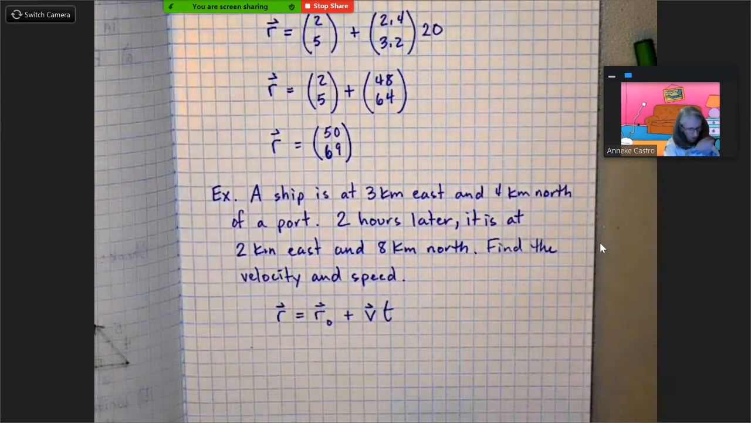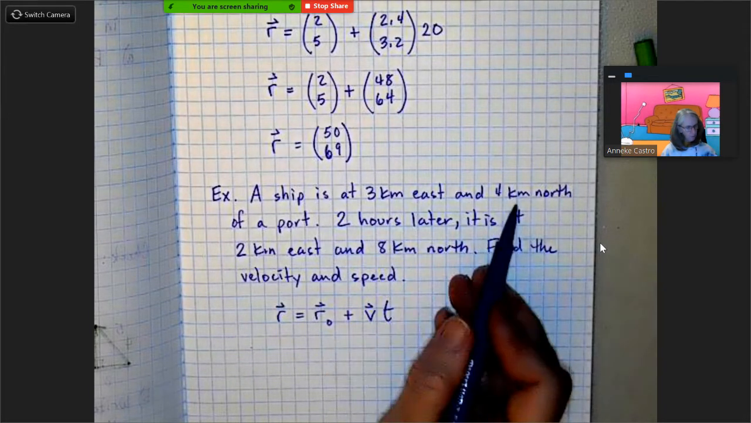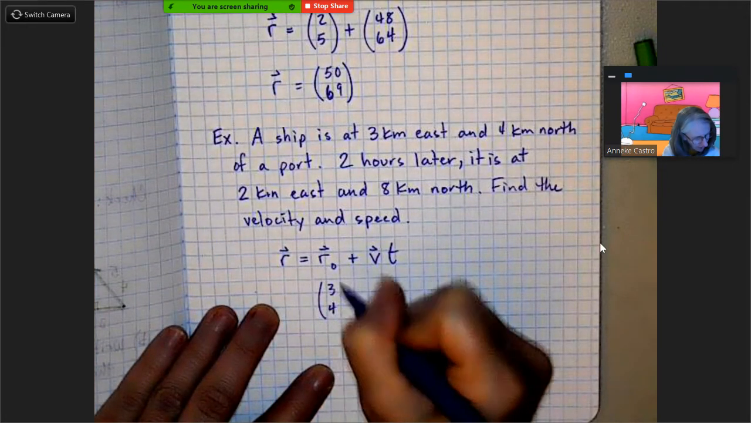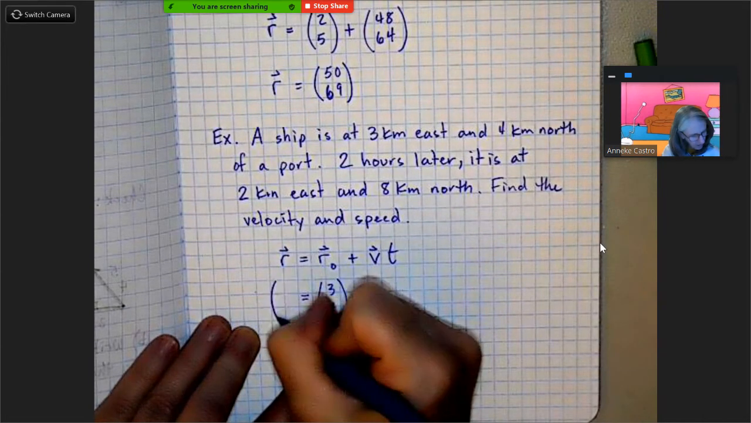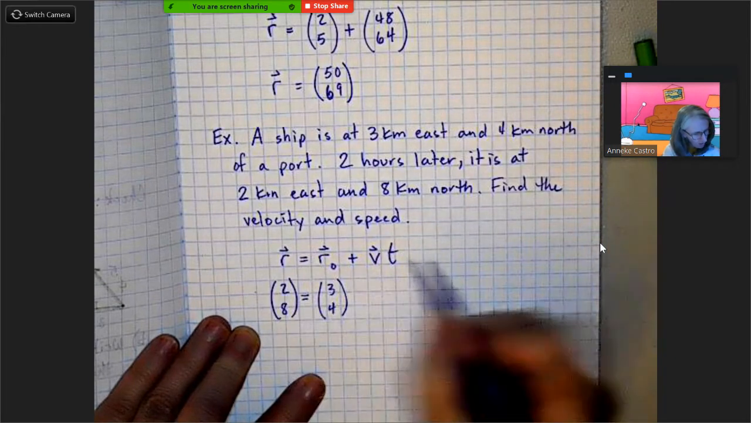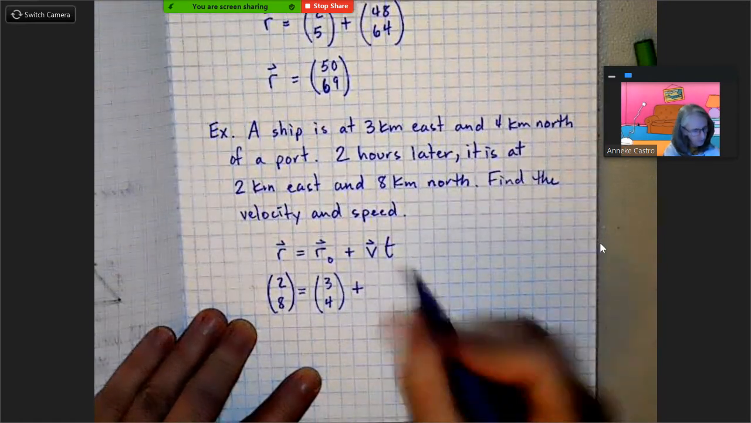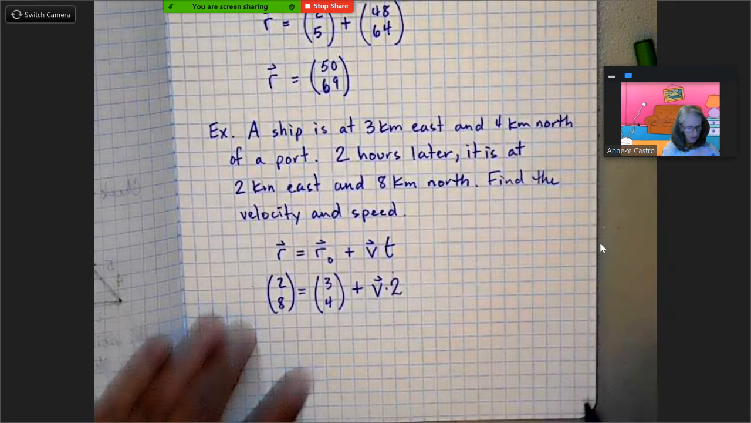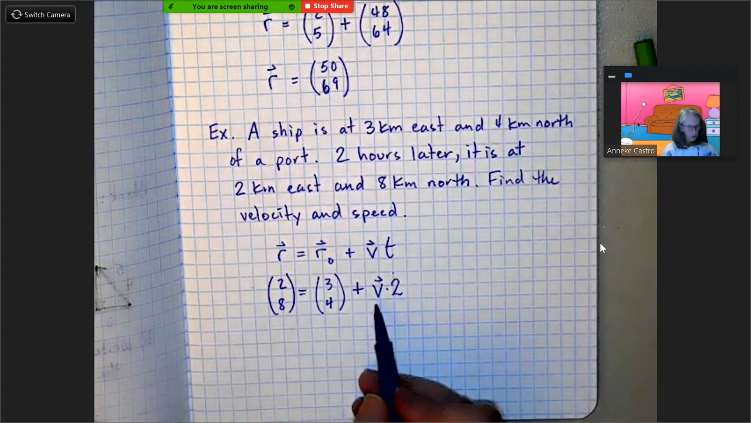Okay, what do I know? I don't know the velocity vector, but I do know where it's starting. It's starting at 3 and 4. So r sub 0 is going to be 3, 4. And I know where it's going to end up. It's going to end up at 2 and 8. And I know how long it's going to take to get there. It's going to take 2 hours. So t is equal to 2. Okay, so it probably would have made more sense if I had switched these at this point. So 2 times the velocity vector.